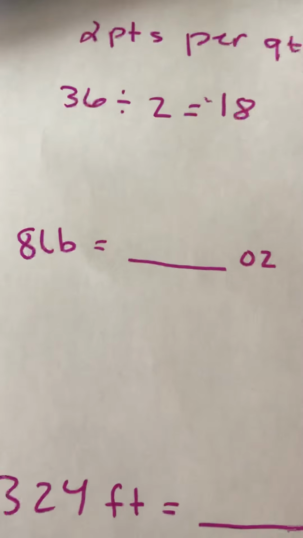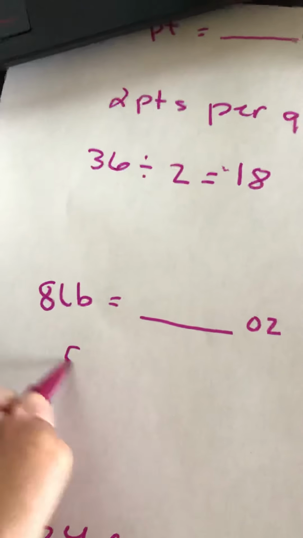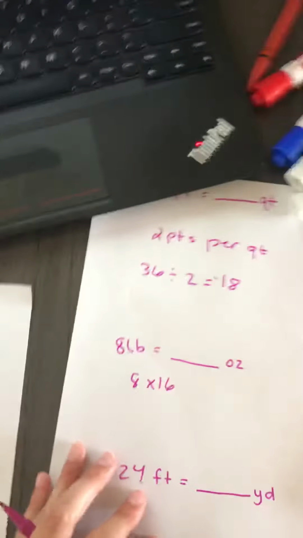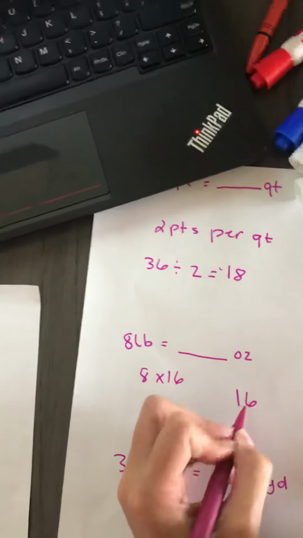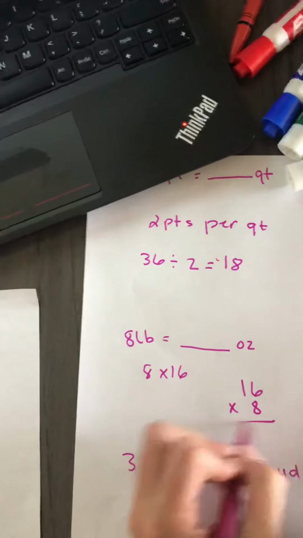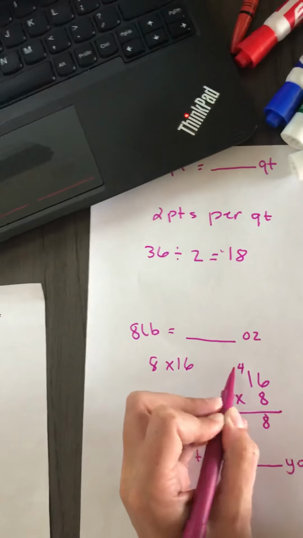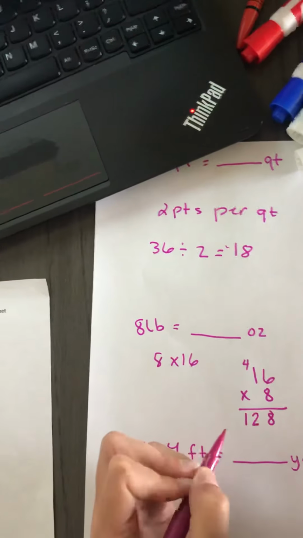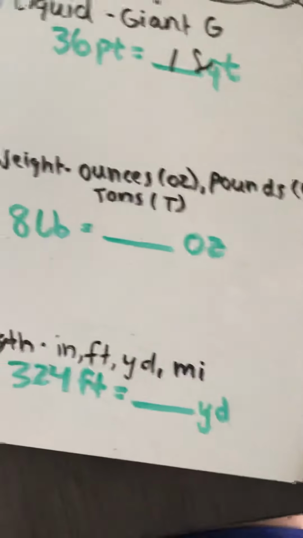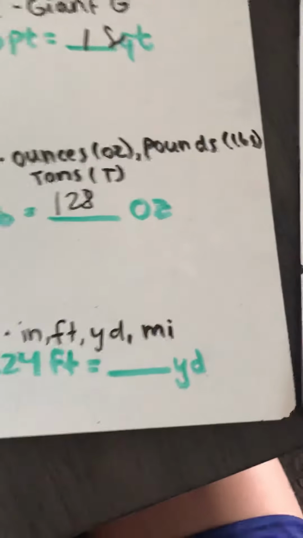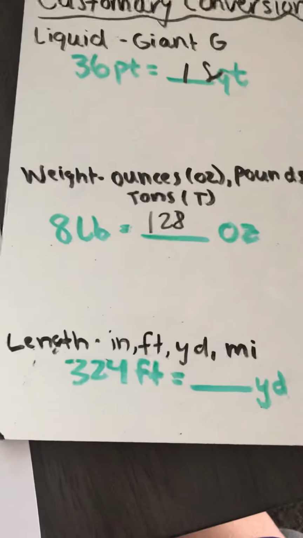If we have 8 pounds, all we have to do is multiply 8 times 16. Okay, this is good practice for your multiplication. Okay, so I'll do 16 times 8 because I like the bigger number on top. 8 times 6 is 48. Carry the 4. 8 times 1 is 8, plus 4 gives me 12, for a total of 128 ounces in 8 pounds. I'll fill that in on here too. So I have 8 pounds equals 128 ounces.